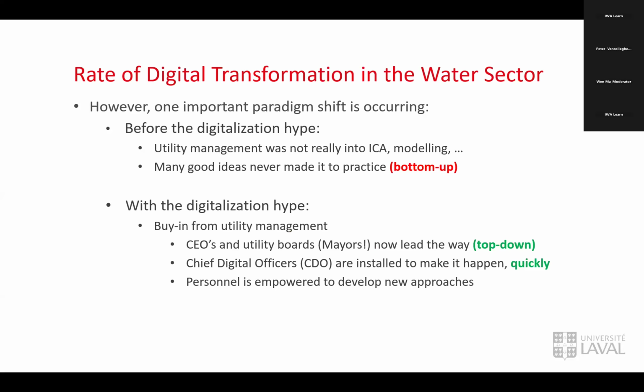Utility management, the top people, want to have this. The CEOs on utility boards, even the mayors, now talk about how we need to digitize. We now have chief digital officers being installed to make it all happen, and they want to make it quickly. Personnel get a chance to try out different things, which was never the case. Now people say, if you're in doubt, just give it a try. We'll see what happens. This would never have been done before.